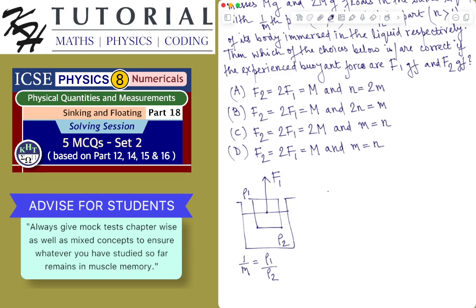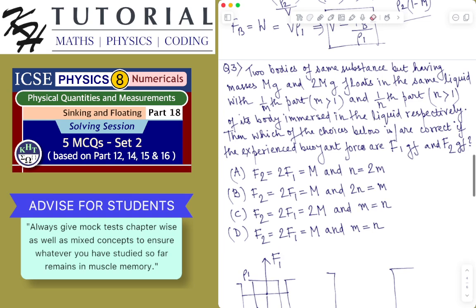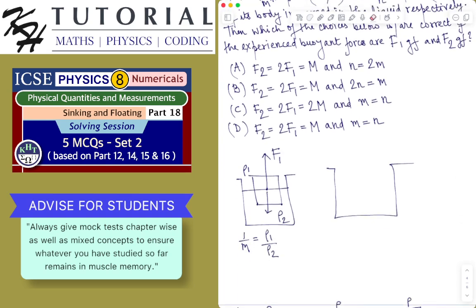For the second case, and of course, what is the weight of the first body? The mass is given as m gram. So the weight will be, for the first body, m gram force. So I'm just writing m.